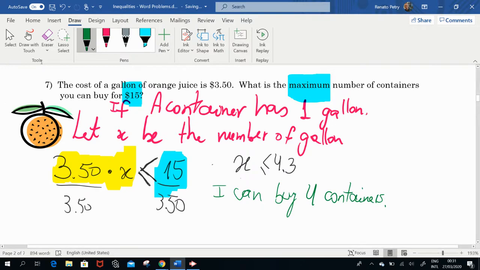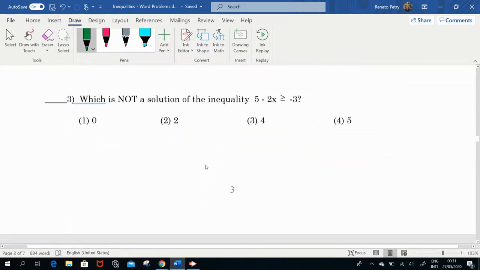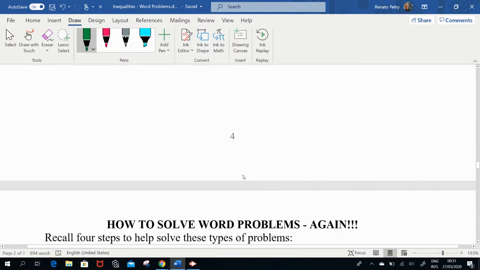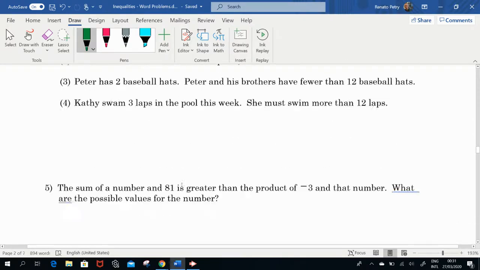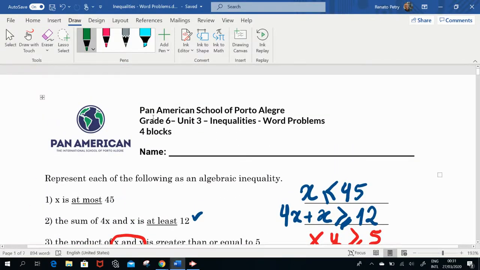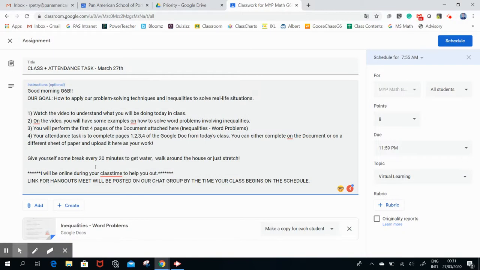The idea here is, again, writing the correct inequalities for these situations and solving, until page number 4. So until here, until page 4 finishes. Don't go further, please. We have 4 blocks to finish everything in this paper, so just until page 4.